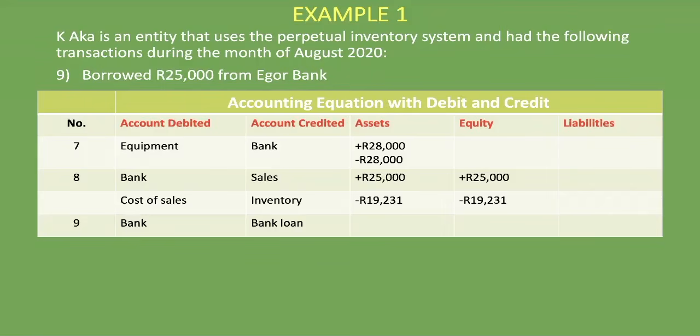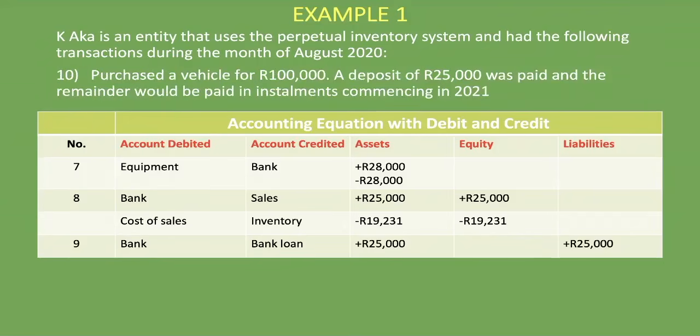And now that we have done that, we just need to put in the amount. Our asset is increasing because our bank just increased by 25,000 Rand. So we put plus 25,000 Rand on the asset side. And our liabilities is also increasing because we're owing more because we took this money from the bank by borrowing it. So we put plus 25,000 Rand on the liabilities side. And we've just finished number 9. Let's do the last one, which is number 10.